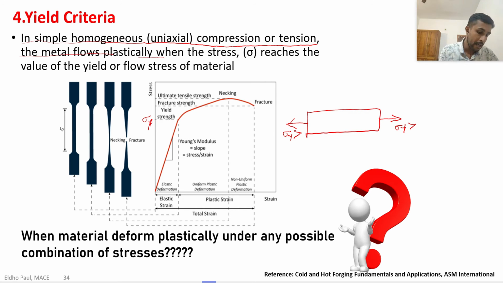So in simple homogeneous uniaxial compression or tension, the metal flows plastically, or undergoes permanent deformation, when the stress reaches the value of the yield point or flow stress of the material. This yield point or yield strength is a material property. Plastic has a particular yield strength, aluminum has a particular yield strength, steel has a particular yield strength. So that is a material property.